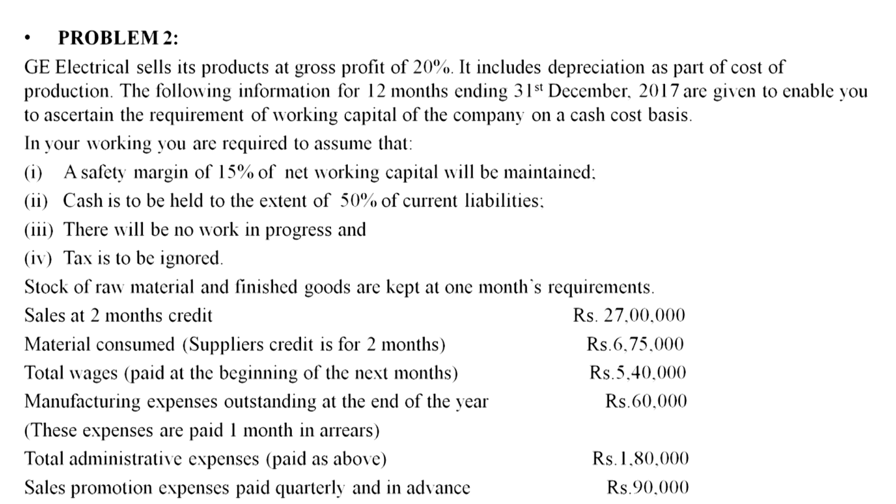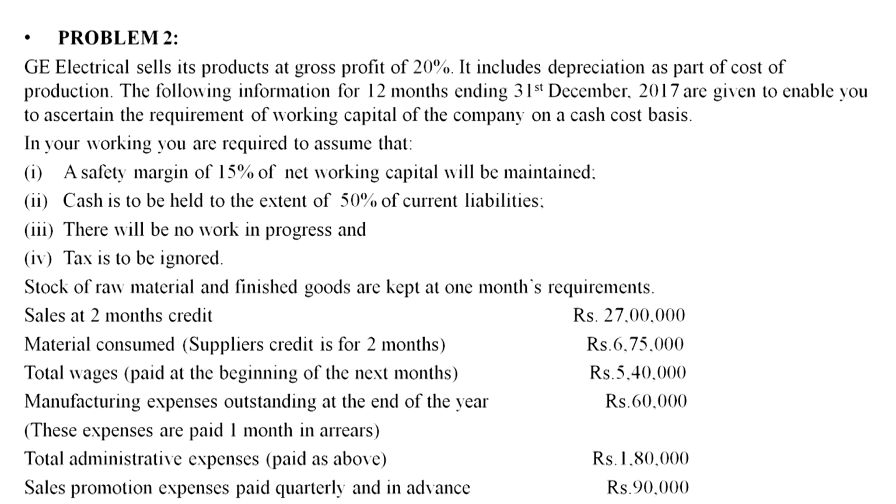So raw material stage, finished goods stage, sundry debtors stage, because it is written here that the total time period is given, sales at 2 months credit, that is total sales we have made this much. Material consumed we have already taken, and finished goods we have already taken. Now one thing required here is cash to be held to the extent of 50% of the current liabilities. So we will be able to calculate the volume of the cash once we calculate the amount of the current liabilities, and after we calculate the net working capital, we will add 15% of that.